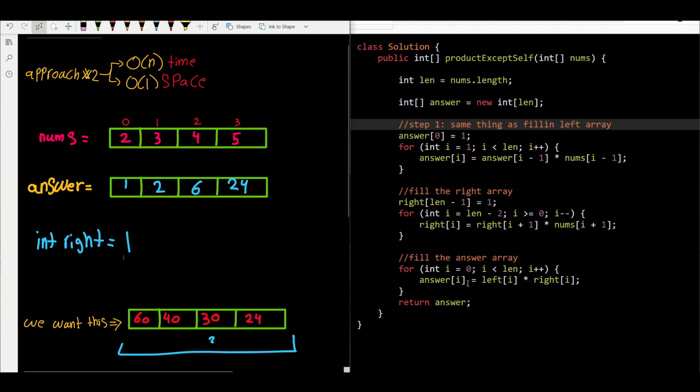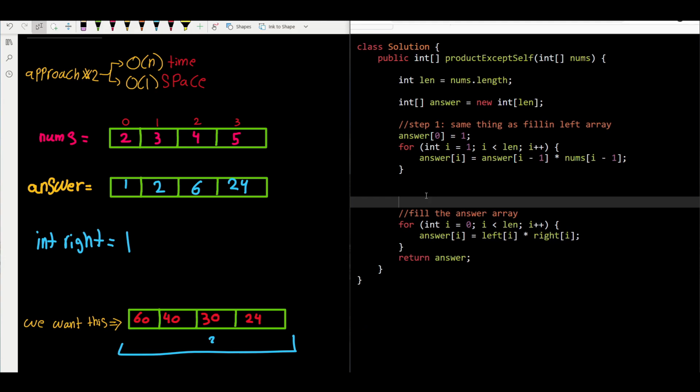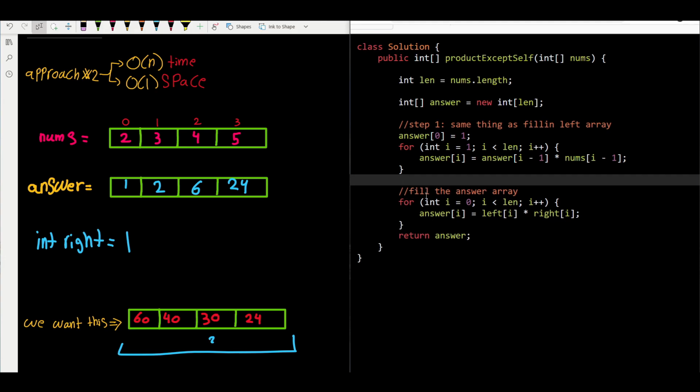And now to make the code more organized, we said we don't have a right array, so this does not make any sense. So let's just remove it. We just have the answer array. Okay, now we said the right is 1. 1 times 24 is 24. And now we need basically to update this right. We don't want this right variable to hold constantly the value 1. So after we finish with this field, before we go to this field, we need to update this right variable. But to what? Let's see.